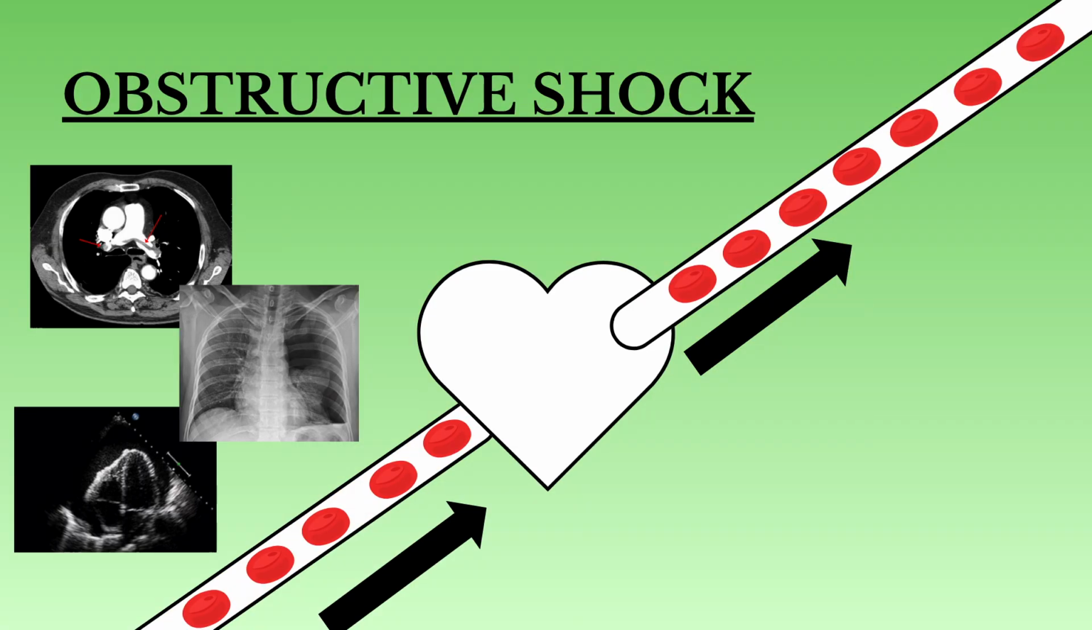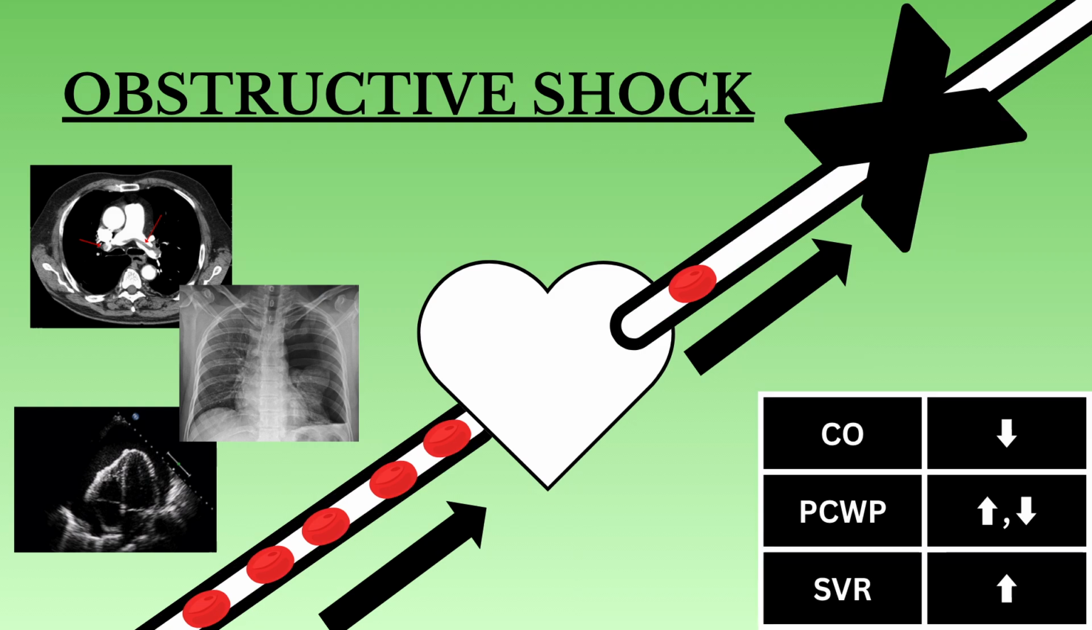Obstructive shock means that blood can't get out of the heart and to the rest of the body because of an obstruction. This could be a massive pulmonary embolism, cardiac tamponade, or even a tension pneumothorax. As a result of the obstruction, cardiac output drops and vascular resistance increases to compensate. At first, preload is going to be high since the blood is backing up behind the obstruction, but as this obstruction persists, less blood is going to reach the left ventricle. This is shock after all.